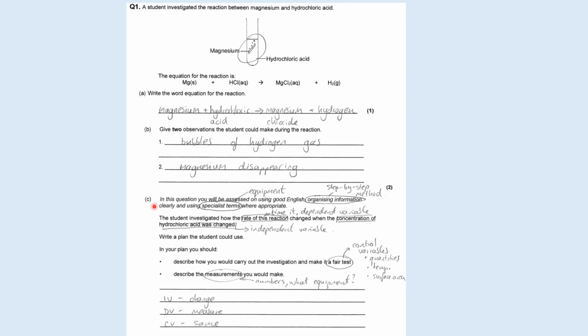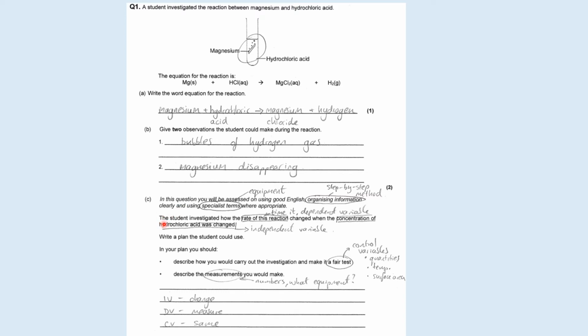This statement here is a pretty common statement you will see. So in this question, you'll be assessed on using good English, so that's get your spelling and punctuation sorted out. Organising information, that basically means writing a step-by-step, very clear to follow method. And using specialist terms, that's all about naming your equipment properly where appropriate.